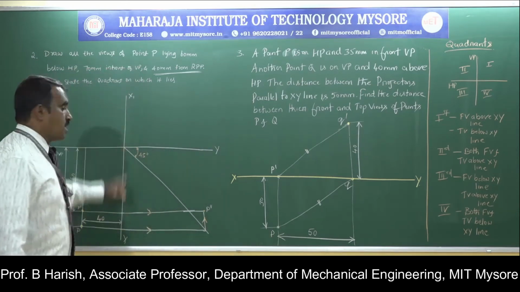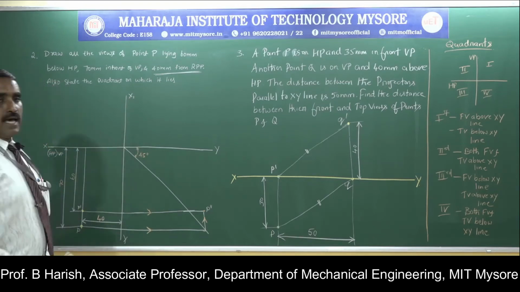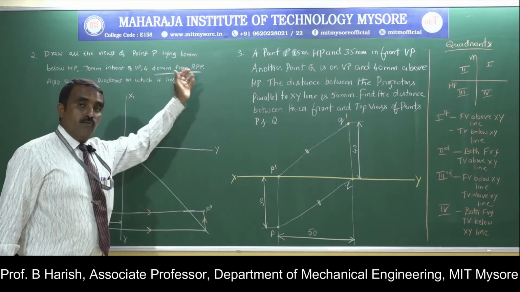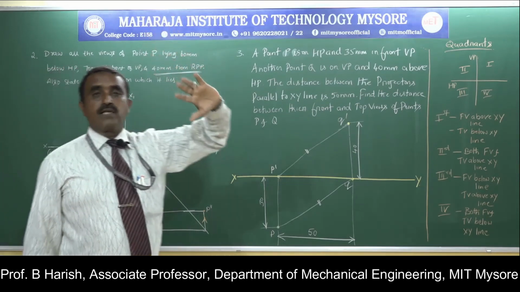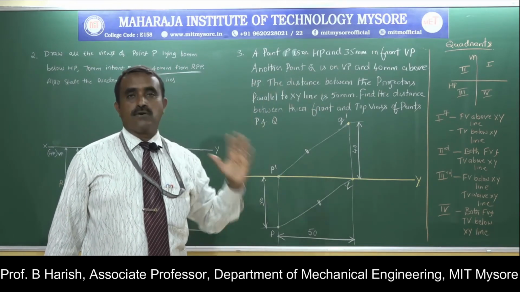So draw a vertical projector here, name it as x1 y1. Since it is given RPP, this is very much important. Whatever is given, if it is on the left side, it will be left profile plane, LPP. So carefully you should read the problem.